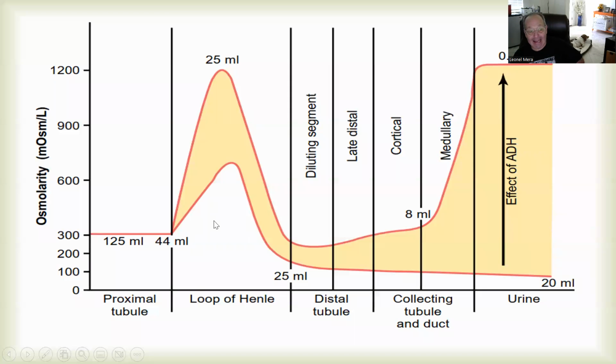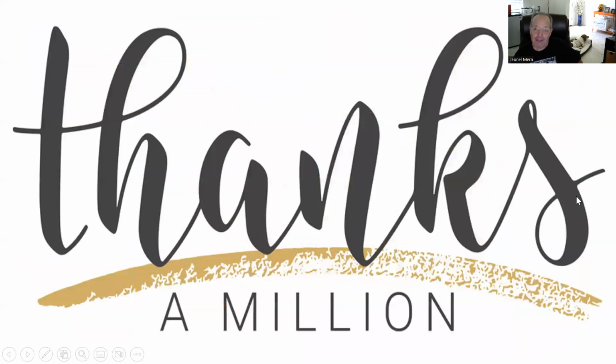This last slide shows you the difference in osmolarity at different parts of the nephron in the presence or the absence of vasopressin or ADH.